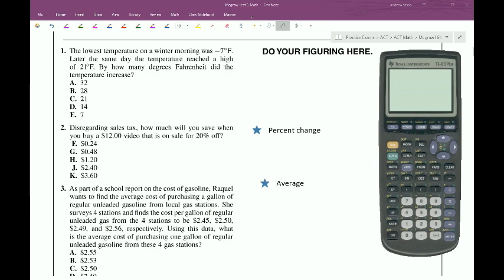So we want to know the difference between negative 7 and 21. Well, that's just going to be 28 degrees. One way to think of that is to use a number line and to kind of just see that you have to move 7 and then another 21.